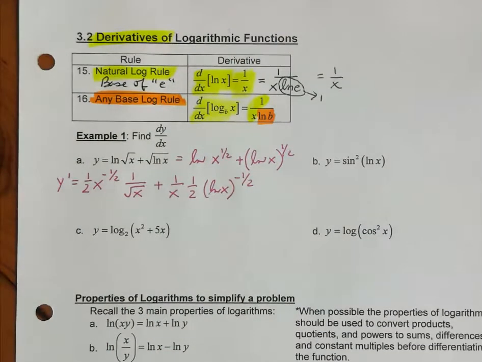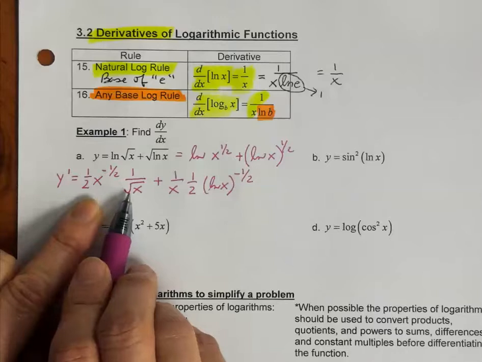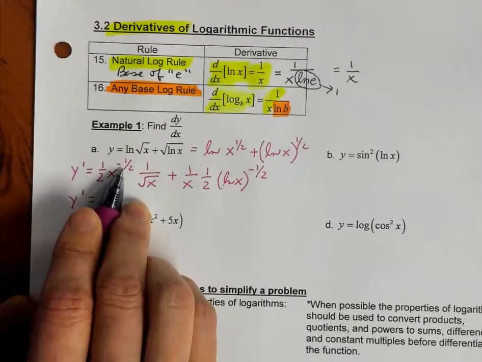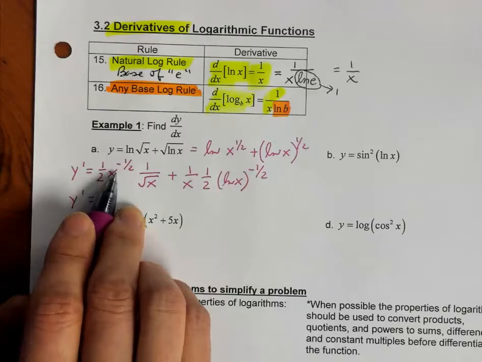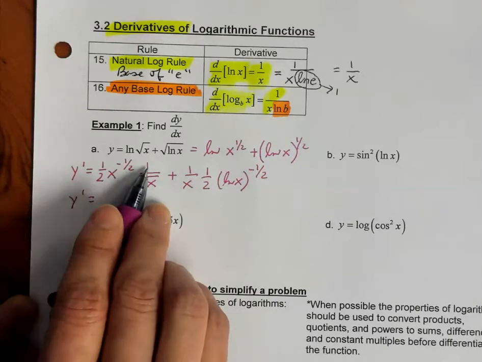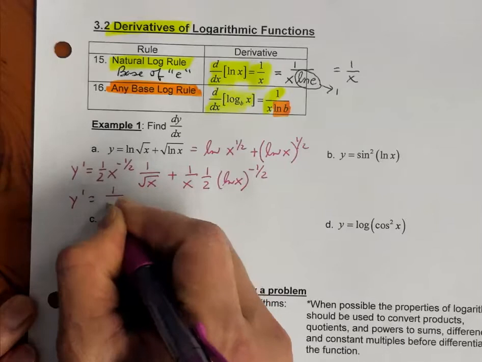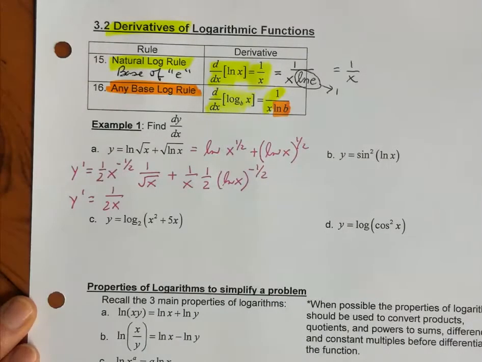Okay, so now I'm going to simplify it. So this here becomes y prime. This will be a 1 over the square root of x. So I have 1 over the square root of x and another 1 over the square root of x and then a 2 in the denominator. So all that will simplify to 1 over 2x. Okay, so that's the first part.